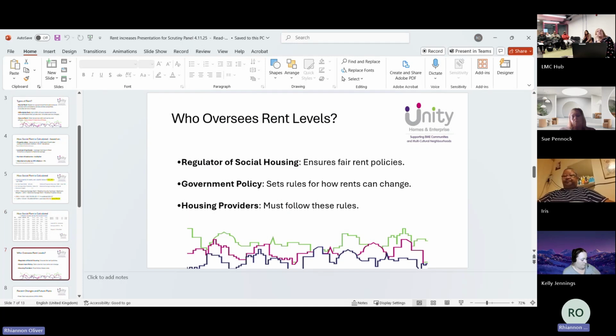So who overlooks this really? So obviously we have the regulator of social housing. They have to ensure we've got these policies being applied, and every year we have to send a return in to say this is all the rents we charged last year compared to the previous year. So they're actually checking that people are applying the right increases.